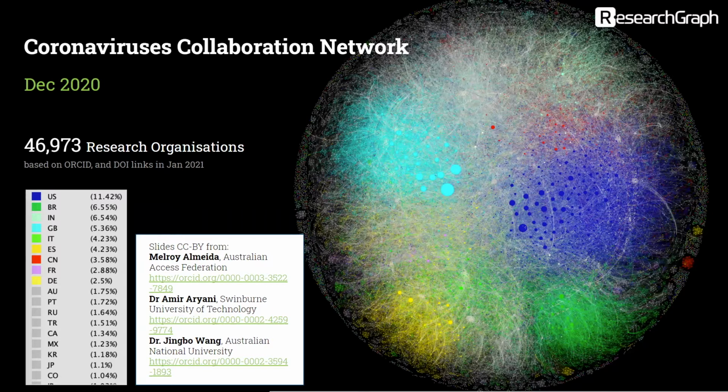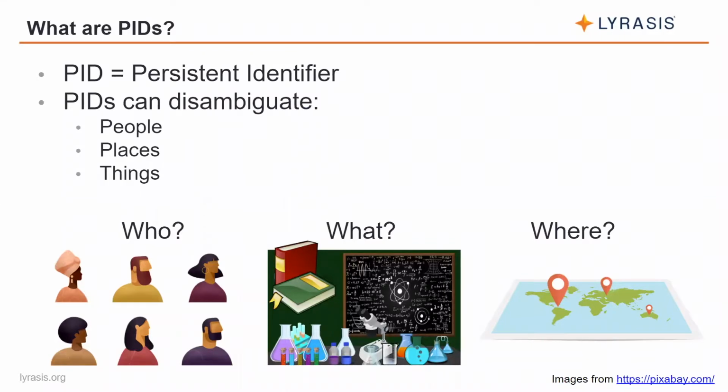And while this coronavirus visualization is somewhat of an extreme example, the point here is that libraries can use persistent identifiers to more efficiently and accurately gather information needed to assess and measure institutional impact. Things like tracking faculty publications, managing and tracking use of institutional resources, and working with research data and data management plans, for example.